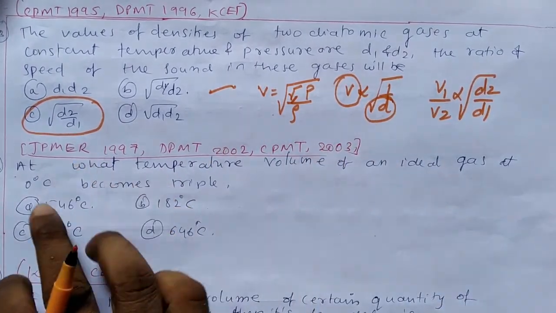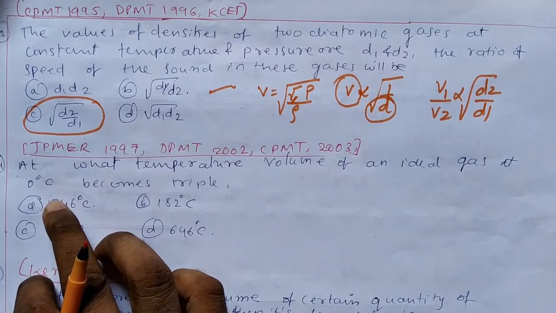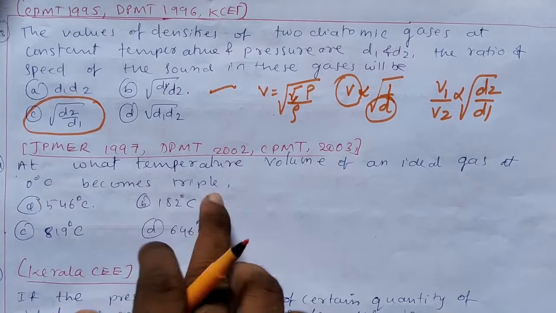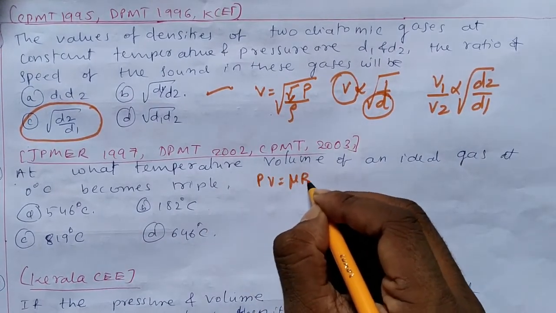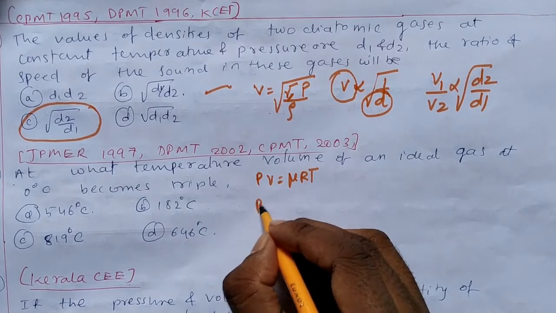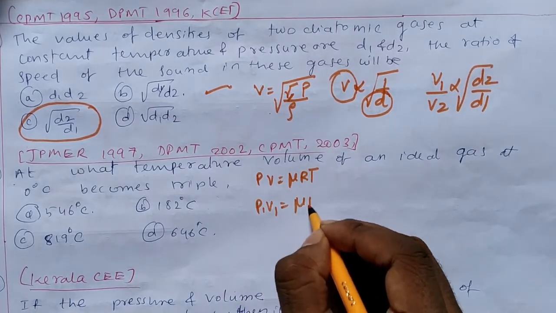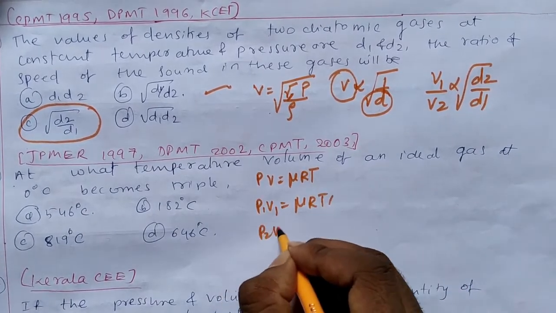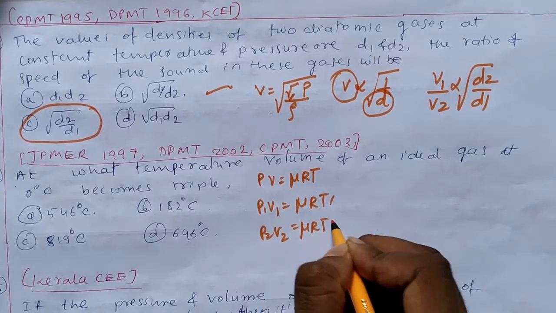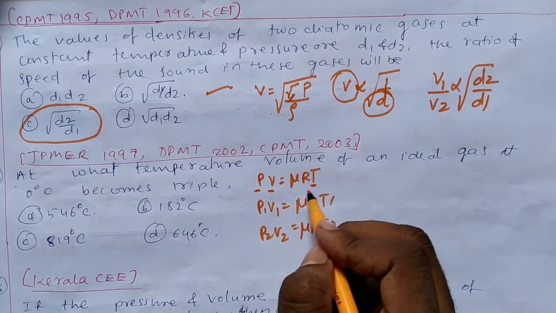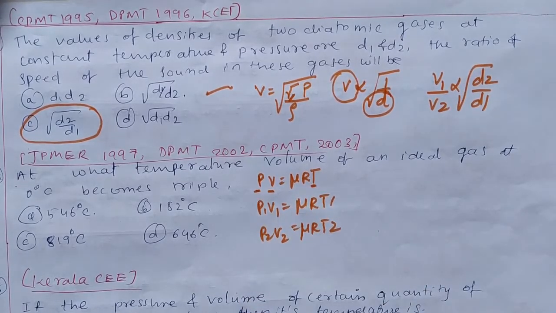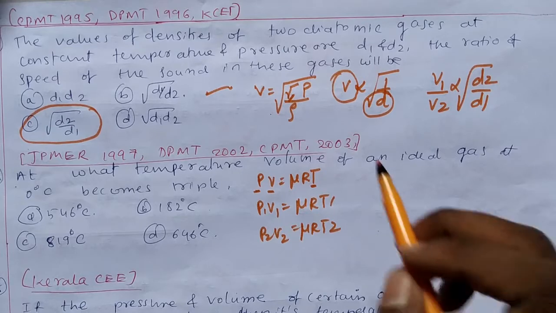Okay, next question: at what temperature does the volume of an ideal gas at 0 degree Celsius become triple? See, this can be solved by using the equation PV = mu RT. You have two conditions here: P1 V1 = mu R T1, P2 V2 = mu R T2. At least one of P, V or T has to be constant. Even though two are varying, no problem, but one quantity has to be constant.